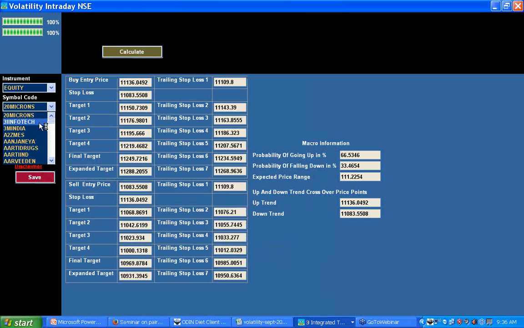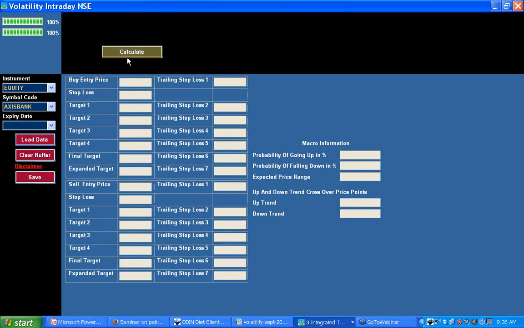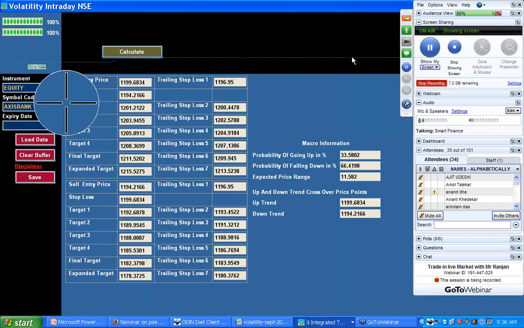So equity, I am going for Axis Bank. It has a good volatility, and I think it can also give us something good in the intraday. So Axis Bank equity, I have just loaded the data and hit the calculate button. So this is what it is giving for Axis Bank. Let me save this for our future reference.